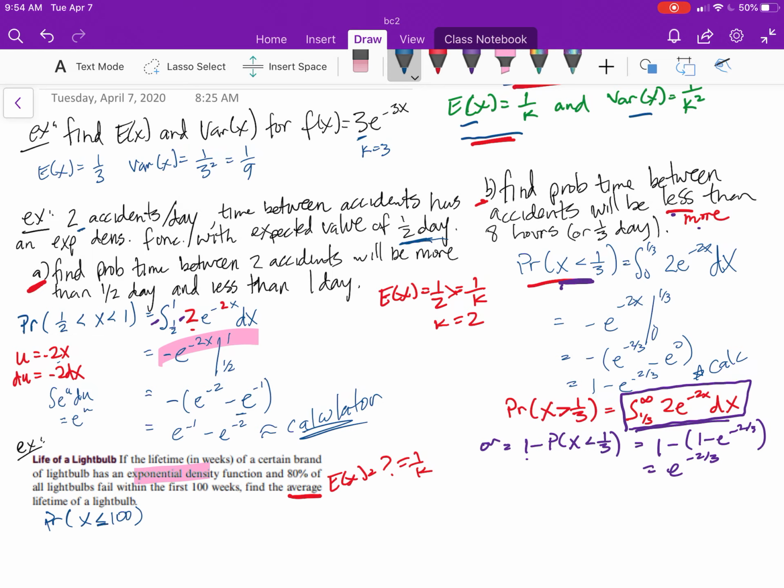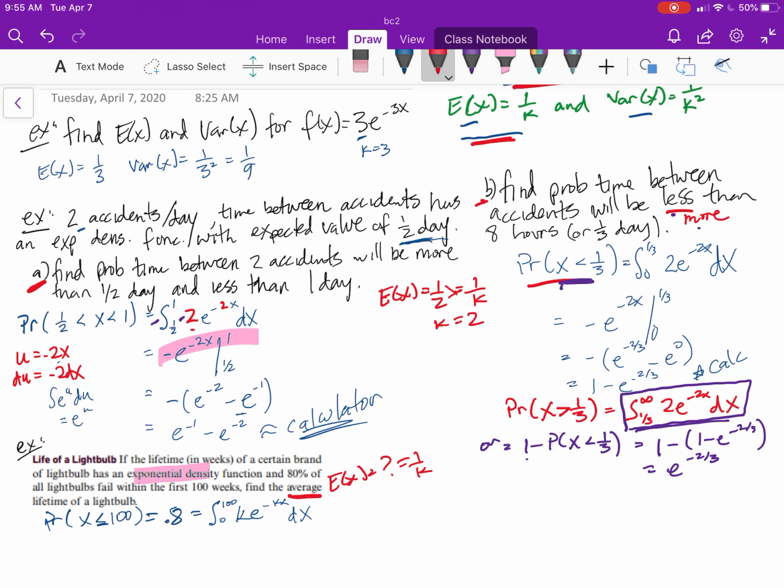Less than or equal to really wouldn't matter in all of these, because remember area, right? Area of a line is 0. Anyways, so we get 0.8, 80%. So I know that is equivalent to integrating 0 to 100. Again, I don't know k, e to the negative kx dx.